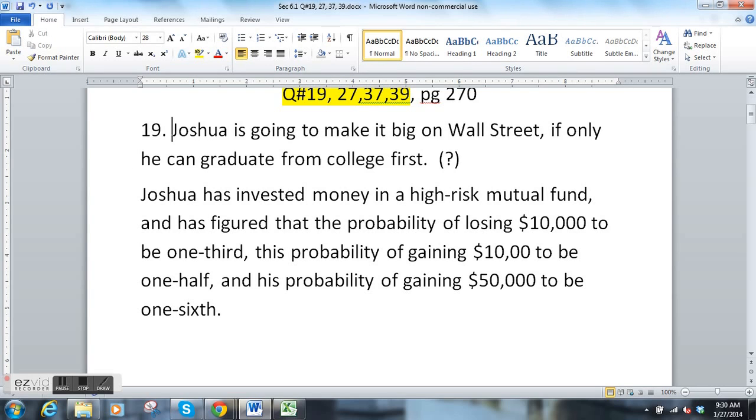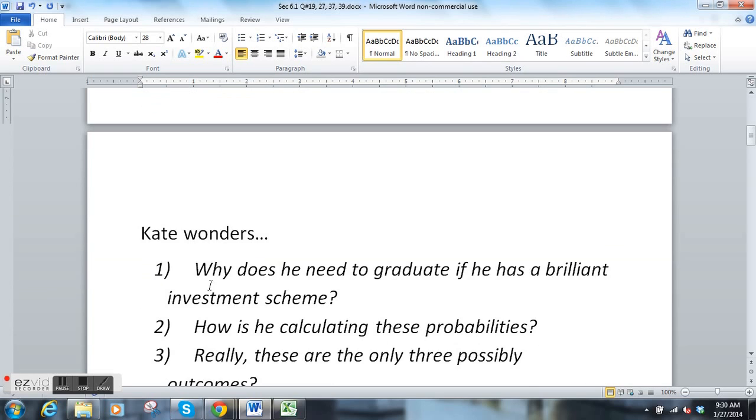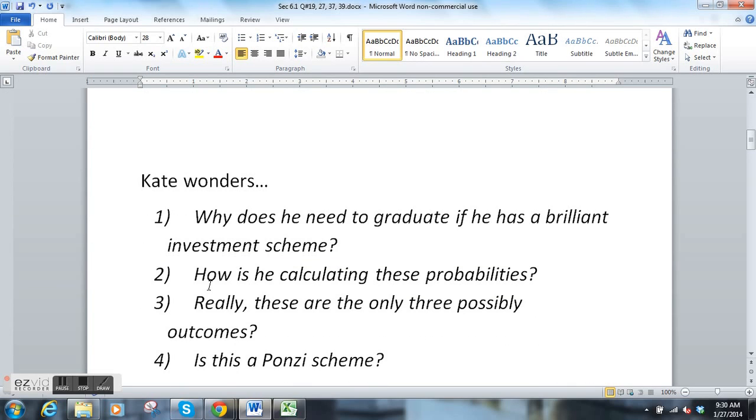This is question 19, and I automatically have some questions about this question. Kate wonders, why does he need to graduate if he has such a brilliant investment scheme? Personally, I think if Joshua is that good at investing money, maybe he doesn't need to graduate from college. Good for him. Question 2, how is he calculating these probabilities? How does he know that the probability of gaining $50,000 is 1/6? That's pretty specific. Question 3, really? Those are his only 3 possible outcomes? Seems very contrived. And question 4, is this a Ponzi scheme? Doesn't it sound a little suspicious?